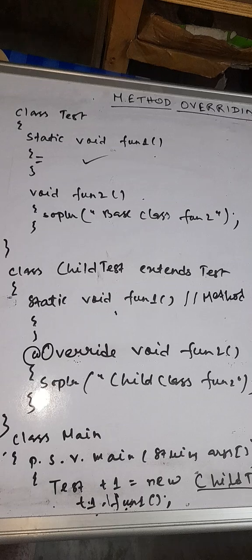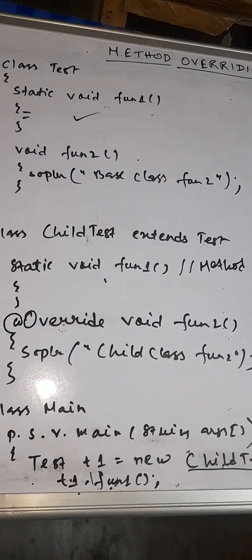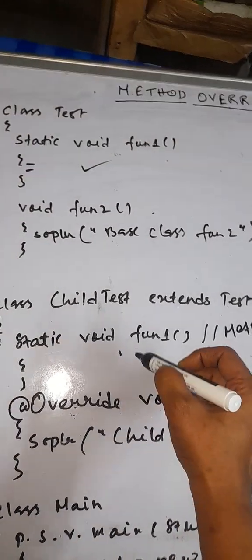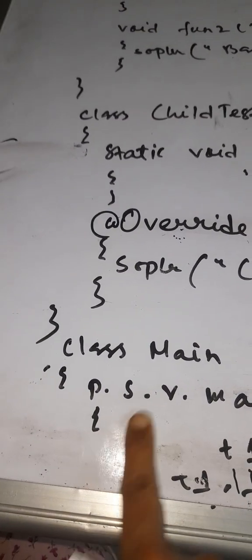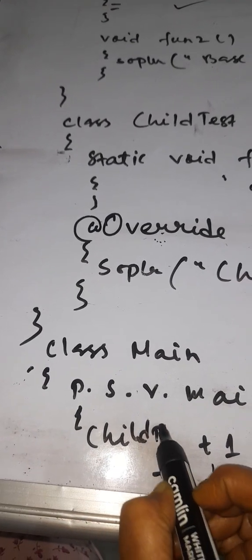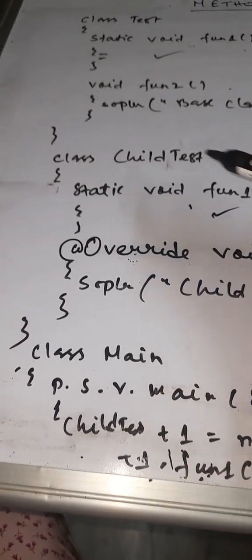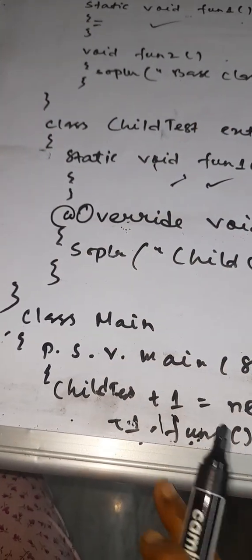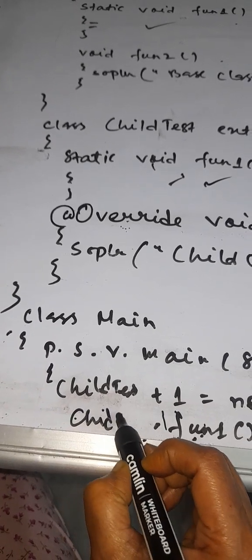Because this one is not method overriding, this one is method hiding. Clear? So if you want to call your child class static function, you can call it with the child class reference. You should write Child test t1 equal to new child, and then t1 dot fun1 means this function will be called, or otherwise you can use directly child test dot fun.